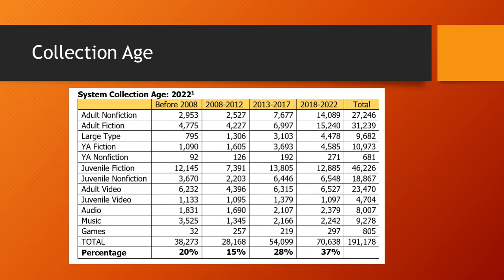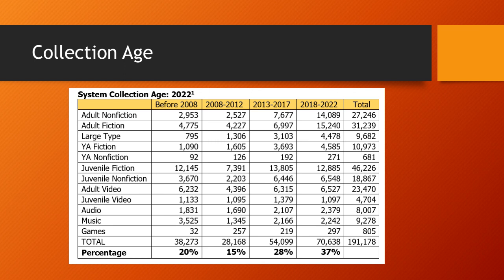Okay, so this table looks at collection age. Again, it's broken down by format. Previous KDLA standards examine the collection in 5-year increments, and so we continue to use that as a measure for the assessment. As a popular materials library, ideally, most of our holdings would be published within the past 5 years. The number of holdings should decrease as the publication age grows older.